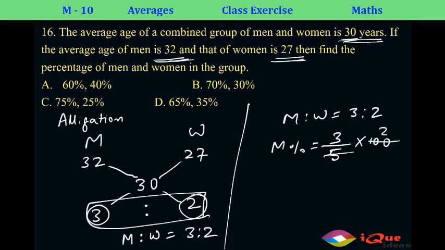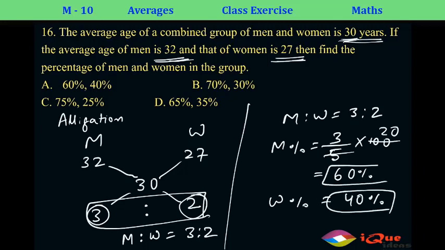5 cancels 100 20 times. 20 into 3 is 60. So men percentage is 60%. That means women percentage will be 100 minus 60, that is 40%. Or you can also calculate from 2 by 5. So 60% and 40%, that is option A, the correct answer. Alright. Now let's go to the next question.